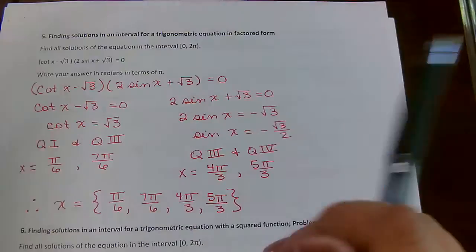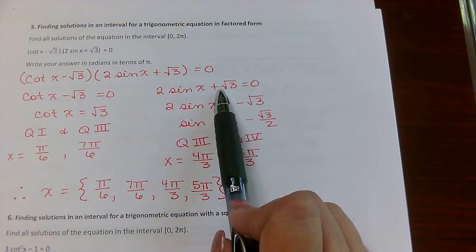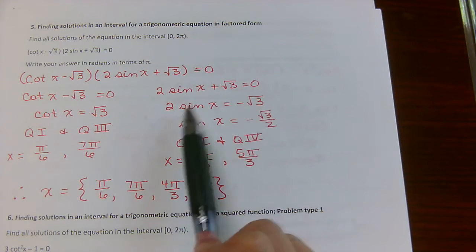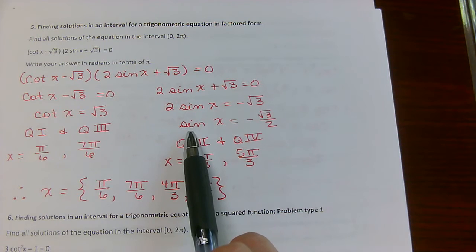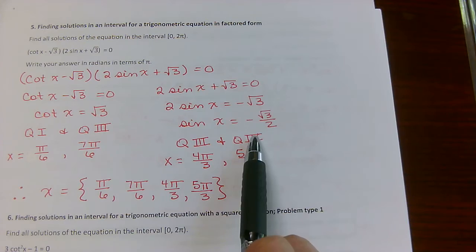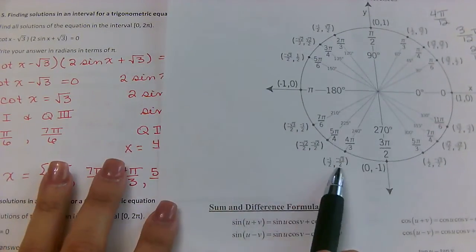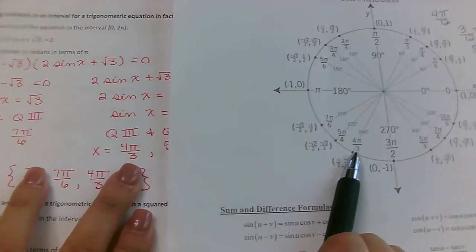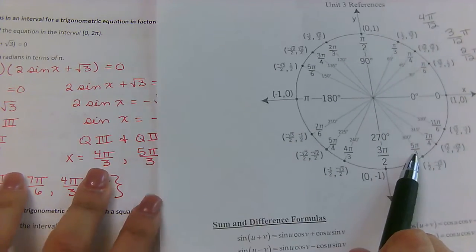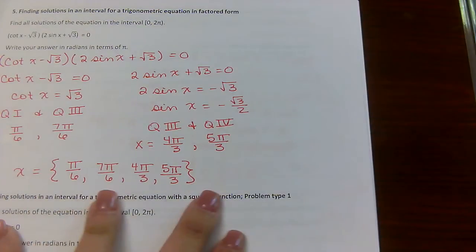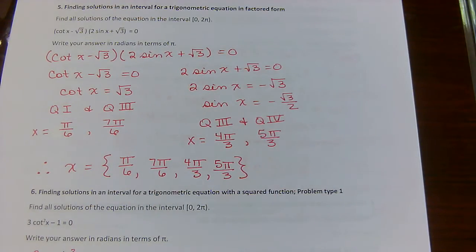Okay. On this side of the equation, again, we're going to solve for x, subtract the square root of 3 from both sides, divide by 2. Okay. Sine is going to be negative in quadrant 3 and in quadrant 4. So I'm going to look in my unit circle, and I'm looking for the negative square root of 3 over 2. Here's my first solution at 4 pi over 3, and then my second solution will be at 5 pi over 3, because that's my y value. Okay. All of these answers are between 0 and 2 pi.